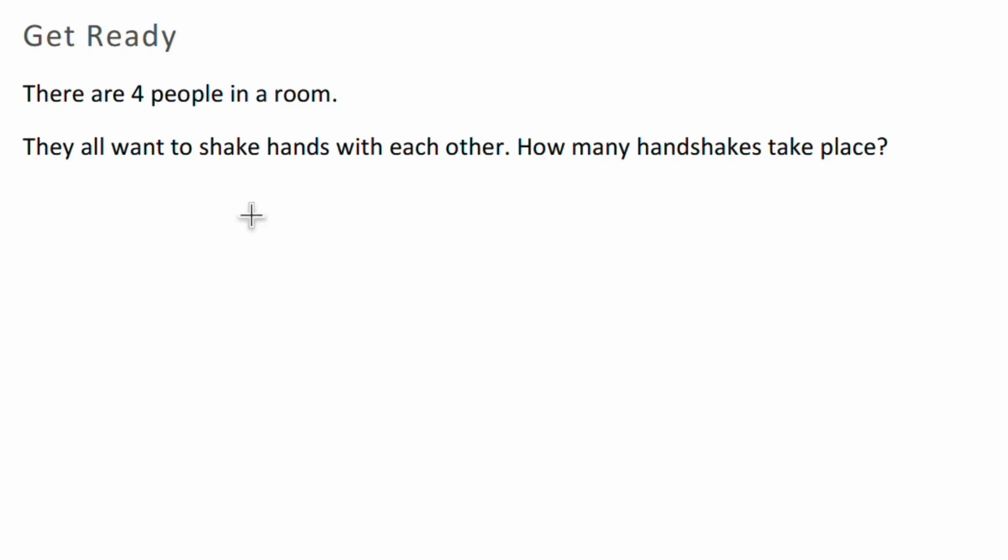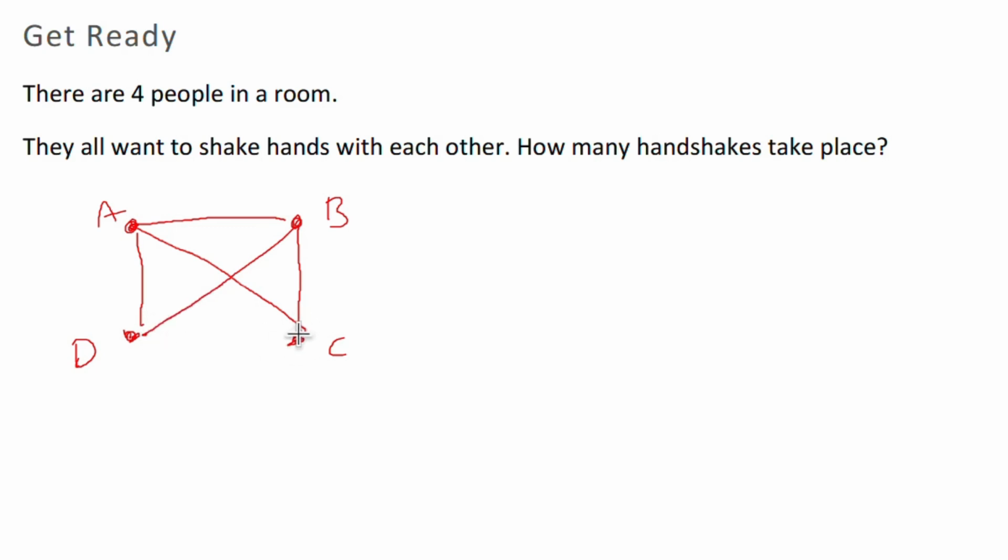Okay, so let's have a quick look. We can visualize this by thinking about person A, B, C, and D, and they all need to shake hands. So we have A shakes hands with B, A shakes hands with C, and A shakes hands with D. B's already shaken hands with A, but they need to shake hands with C, and they need to shake hands with D. C's already shaken hands with A and B, but they still need to shake hands with D. And D has now already shaken hands with everybody.